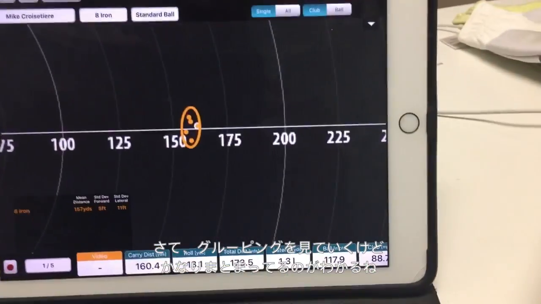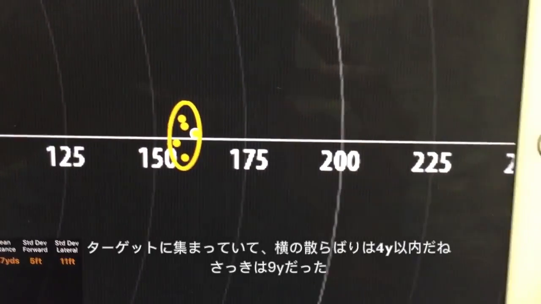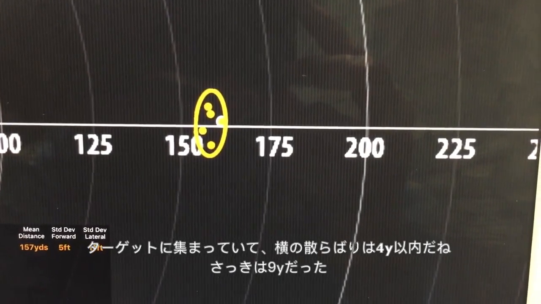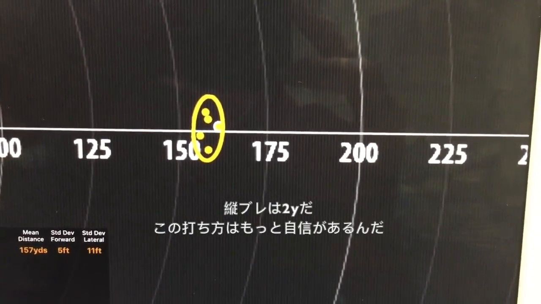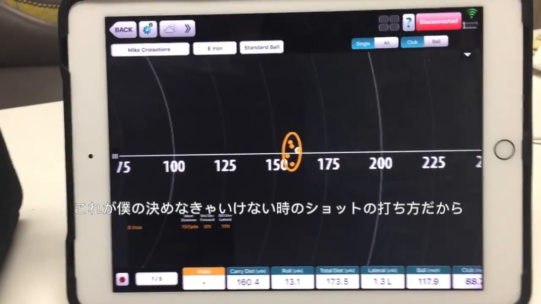So grouping wise, you can see a whole lot tighter dispersion, right? So a lot closer to the line. Lateral is more so 11 as opposed to 27 feet. Short to long got a little bit better too as well. I think I was just more confident with that swing, and I know that draw.